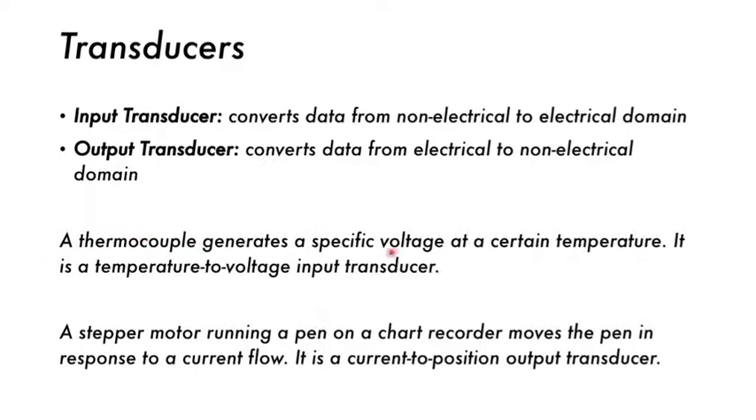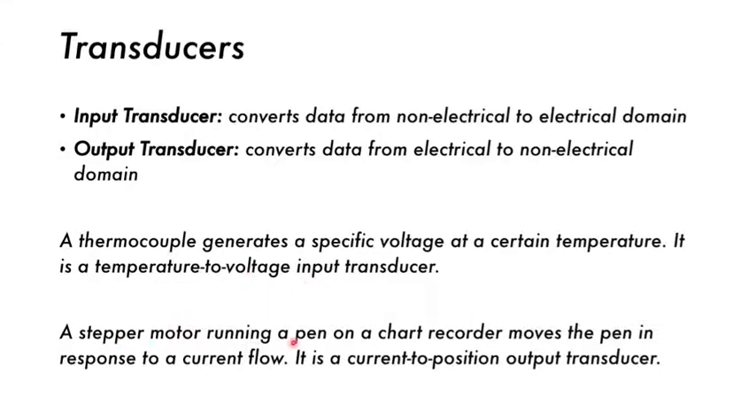A thermocouple generates a specific voltage at a certain temperature. It is a temperature to voltage input transducer. I'll show you an example of this. We won't talk about it in super duper detail, but we will talk about the generalities of how it works. It utilizes the response of different metals to different temperatures, and that can produce a difference in the flow of electrons through the material, which can then be utilized to create a voltage.